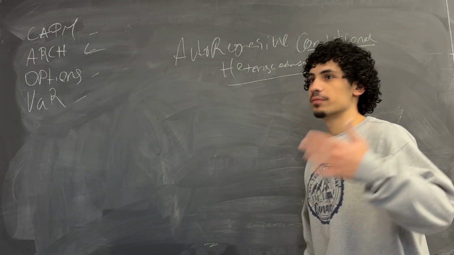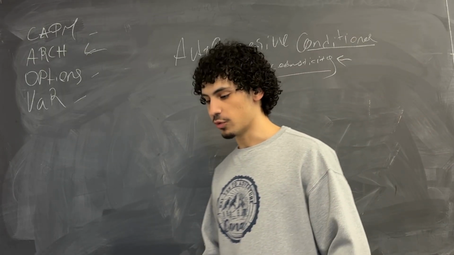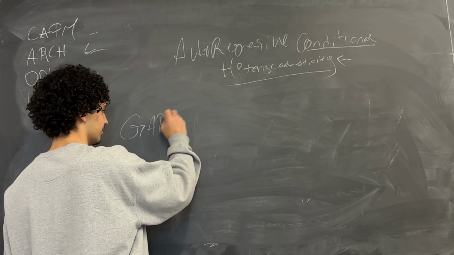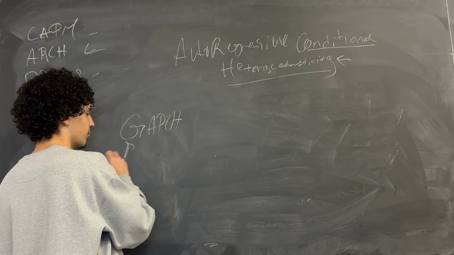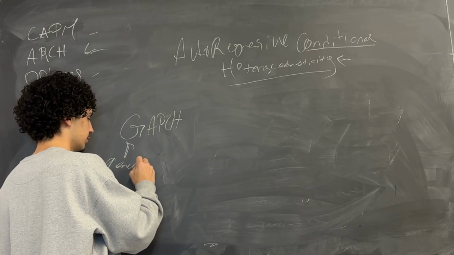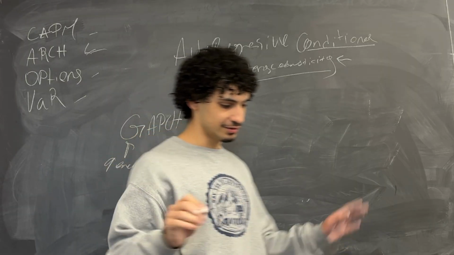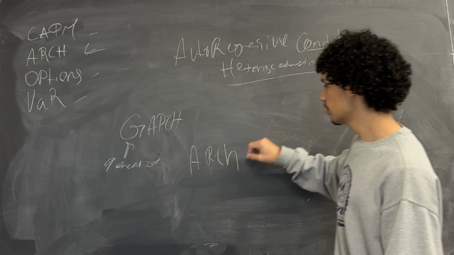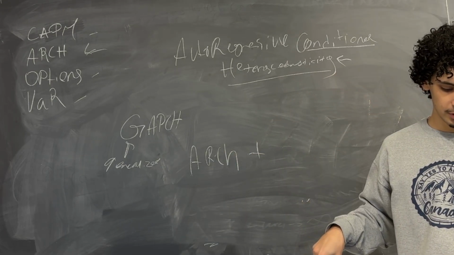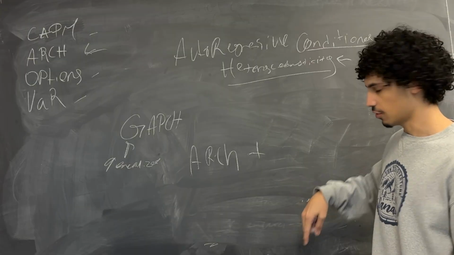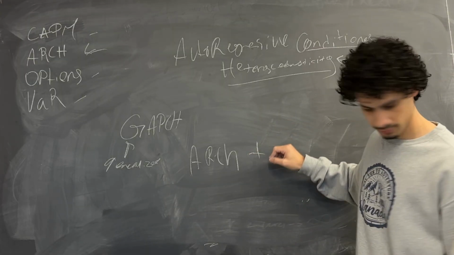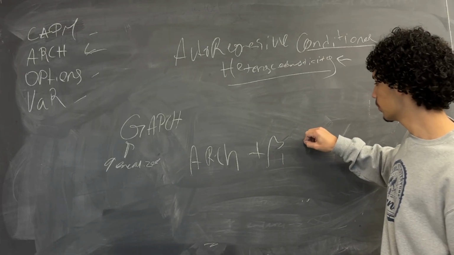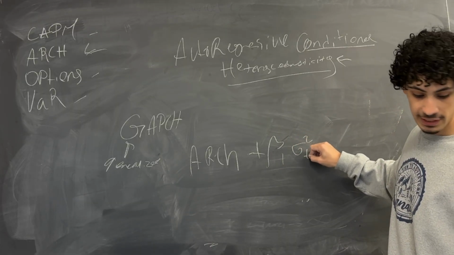So what analysts say is a better way to go about it is the GARCH model, this standing for generalized. My handwriting is terrible. The generalized is basically just the ARCH model plus past variance. So that's beta 1 times the variance of yesterday.